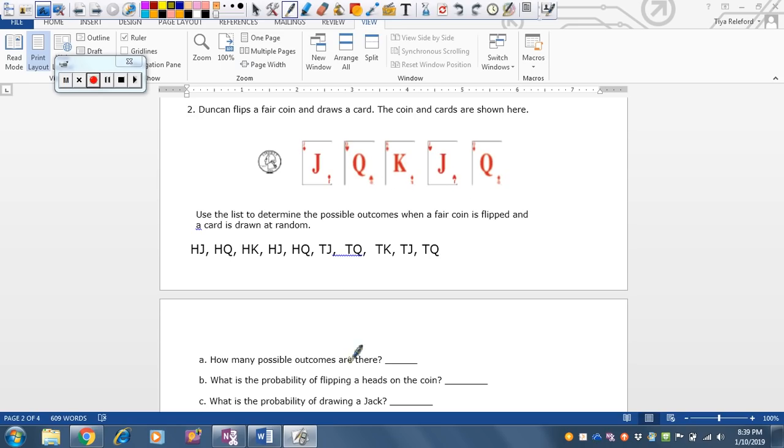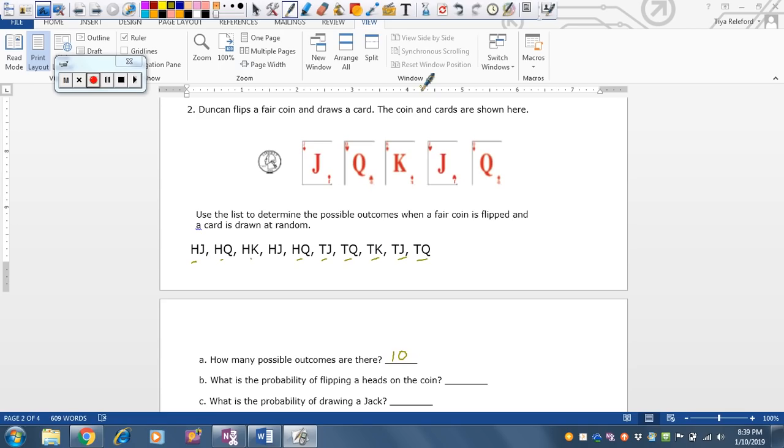So, question A says, how many possible outcomes are there? Well, this is not like a tree diagram. I don't have to count the ends or anything crazy like that. If I look, I can just count. 1, 2, 3, 4, 5, 6, 7, 8, 9, 10.